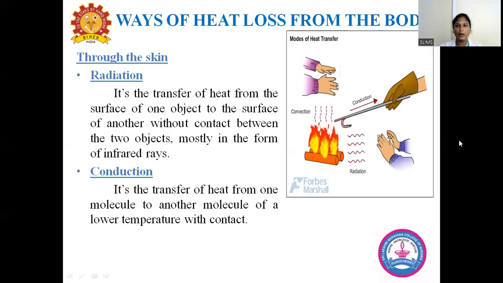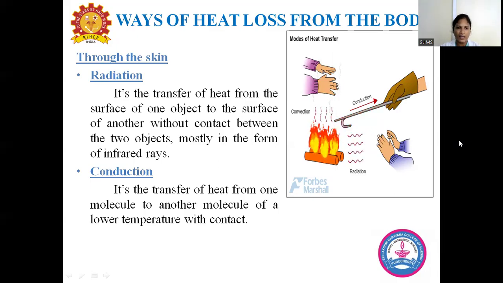And ways of heat loss from the body, through the skin. The first one is radiation. Radiation is the transfer of heat from the surface of one object to the surface of another without contact between the two objects. If wood is burning, the heat is passed from the wood to the person. That is radiation, without contact between the two objects, mostly in the form of infrared rays.